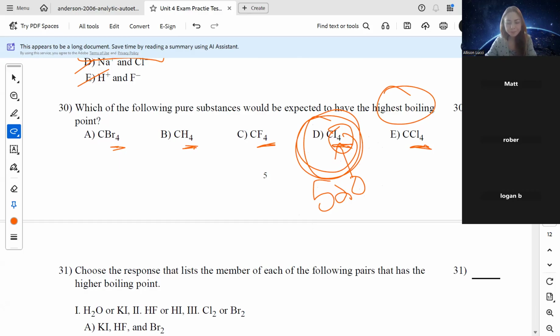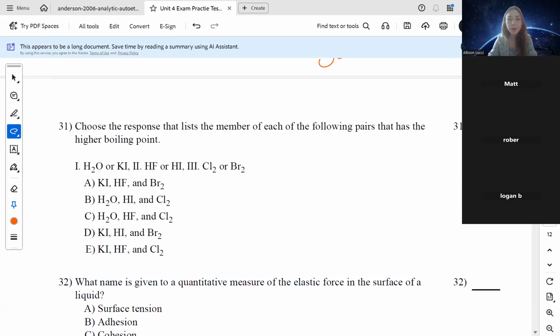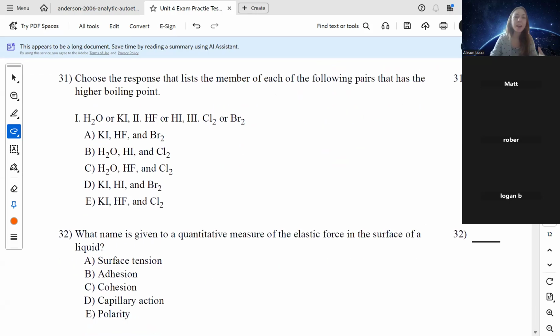So remember how long the molecule is, the surface area can affect the amount of intermolecular interactions. So how big your molecule is versus, or long versus rounded, so shape, and then also molar mass. The heavier mass, the more intermolecular interactions, the higher boiling point.